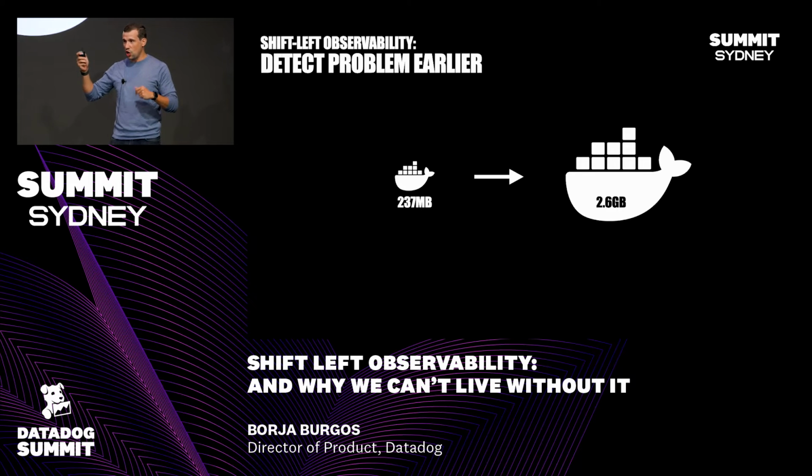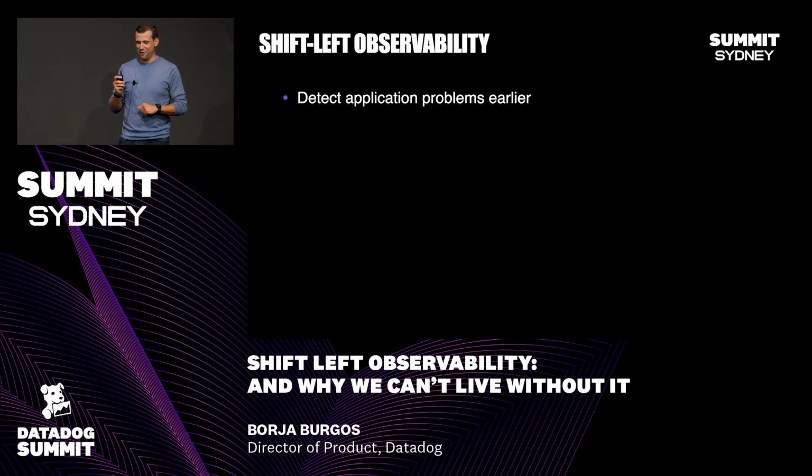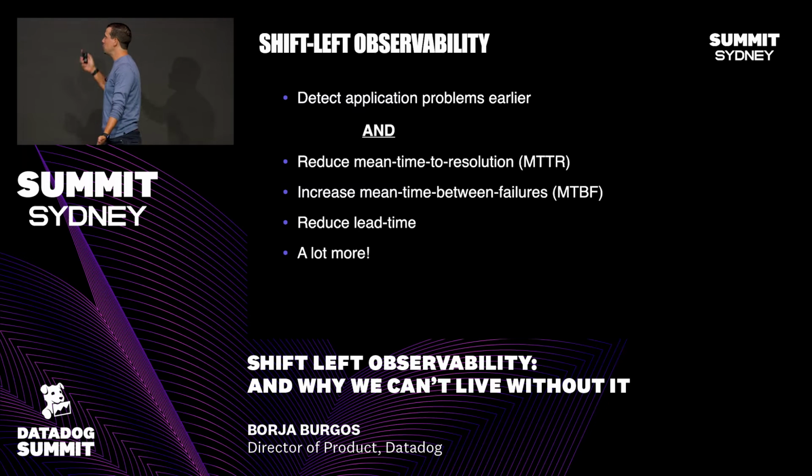But as I said, there's a lot more to it, and I've got just a few minutes to cover everything, so I'll go fast. With shift-left observability, we can also reduce the mean time to resolution. That is, something has broken. How long is it going to take me or my team to fix that? And I'll give you a few examples. But increase the mean time between failures. That is, our CI is broken. How long is it going to take me or my team to get it back to working again?